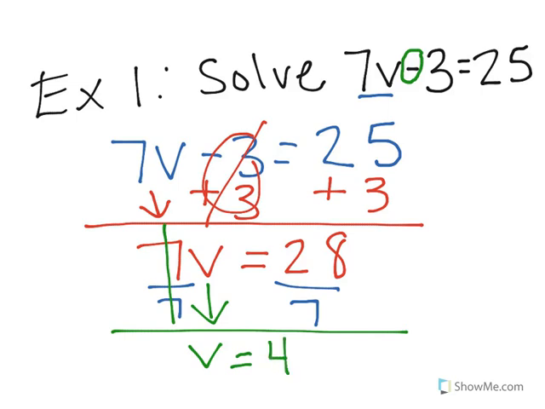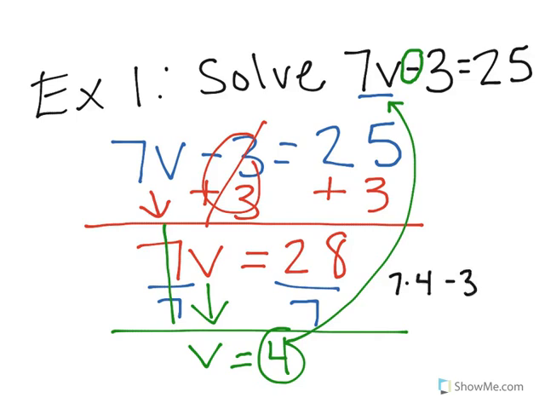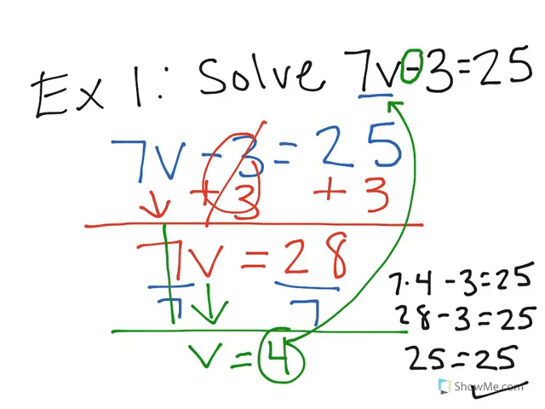Now I always have to go back and check my work. So I'm going to plug 4 back into my original equation. Does 7 times 4 minus 3 equal 25? Well, 7 times 4 is 28. And 28 minus 3, does that equal 25? Yes, 25 does equal 25. So I checked my work. Again, it's always important to check your work in case you messed up somewhere. So my answer is my variable v equals 4, or 7 times 4 minus 3 will equal 25.